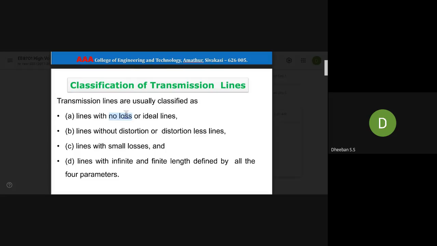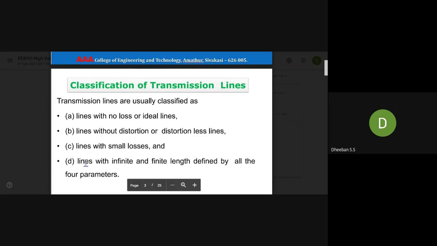As you know, there will be I square R loss in general. Then there are lines with distortion or distortionless. This corresponds to electromagnetic interference. If there is any electromagnetic interference, there will be distortion in the line, otherwise there won't be any kind of distortion. This occurs mainly when there is interruption between the supply line, the power line, and your communication line. Next is lines with small losses.